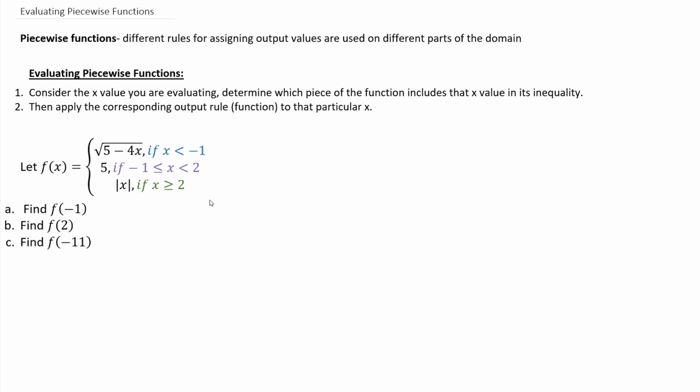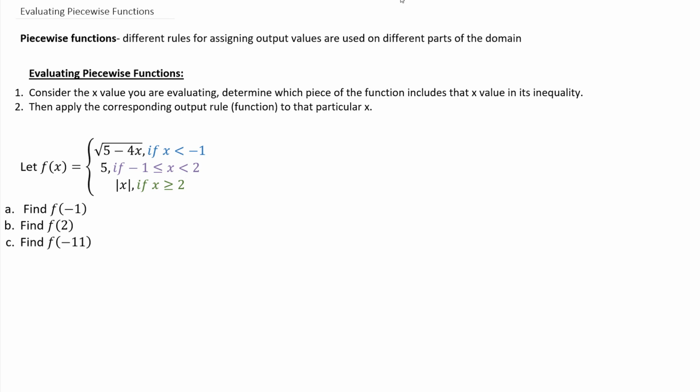So the first example we have is find f of -1. That's evaluating at the value -1. So which of the three pieces allows x to be -1? And you can see it's the second piece because it says greater than or equal to, so x could be equal to -1. So it's going to be that second piece.